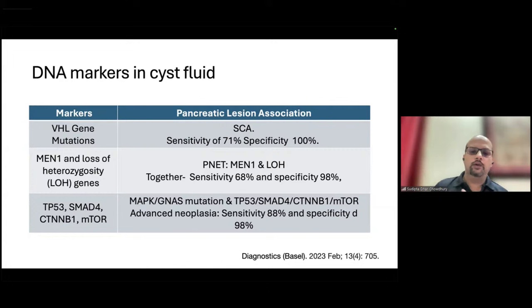The more interesting one is this full combination, TP53, SMAD4, CTNNB1, and mTOR. Now, we know the GNAS mutation helps us identify IPMN as we discussed in the previous slide. When you combine GNAS mutation and this score in a panel itself, the sensitivity of identifying advanced neoplasia rises to 88% and specificity is 98%. So just addition of these four molecular markers to the GNAS significantly improves the sensitivity and specificity. So as time evolves, we'll have more and more markers coming in for cyst fluid analysis, and this is a very exciting field now.